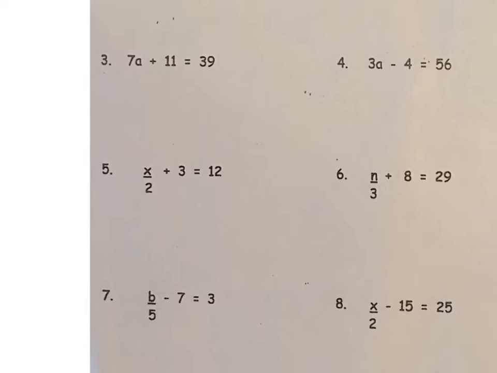Let's start with problem number 3. Drop a dotted line and let's begin. Let's eliminate our gain of 11. Using subtraction, we'll subtract 11 from the left and 11 from the right. We zero out that term and we're left with 7a equals 28.